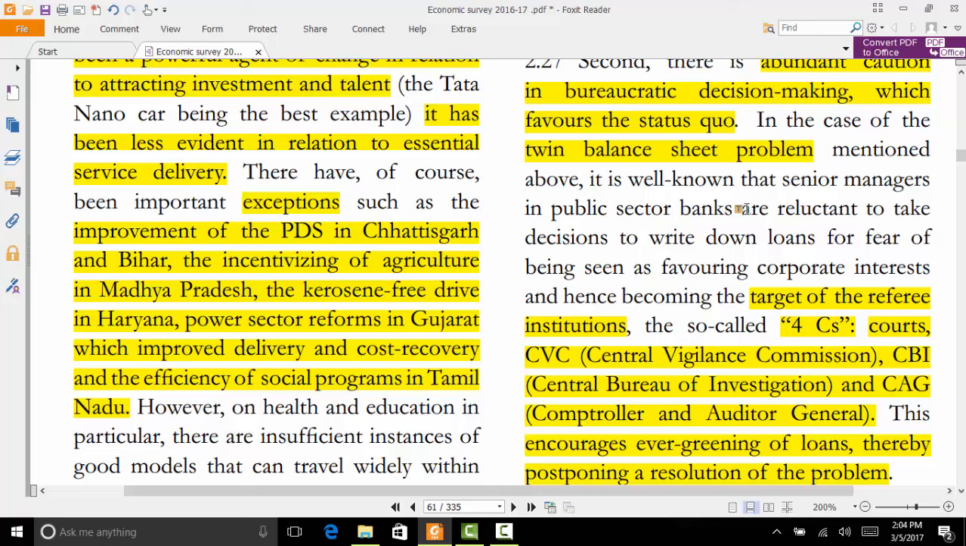Let's discuss the twin balance sheet problem: various institutions have become targets of the referee institutions. Remember this keyword? Referee institutions. These are catchy words you can use in answer writing. Referee institutions, what are these? The 4 Cs. What are these 4 Cs? Courts, CVC, CBI and CAG.